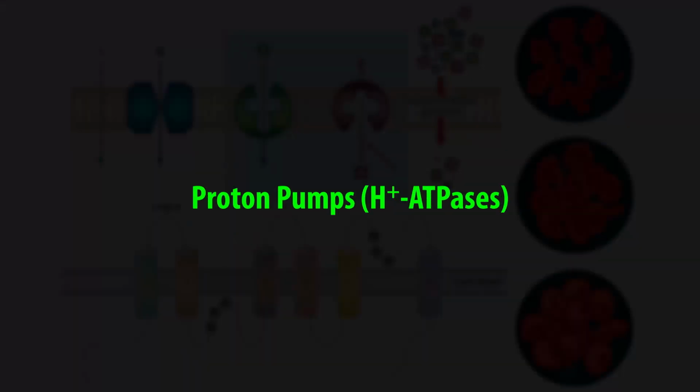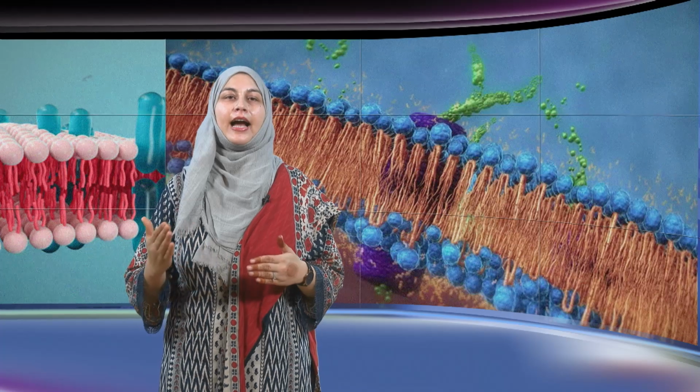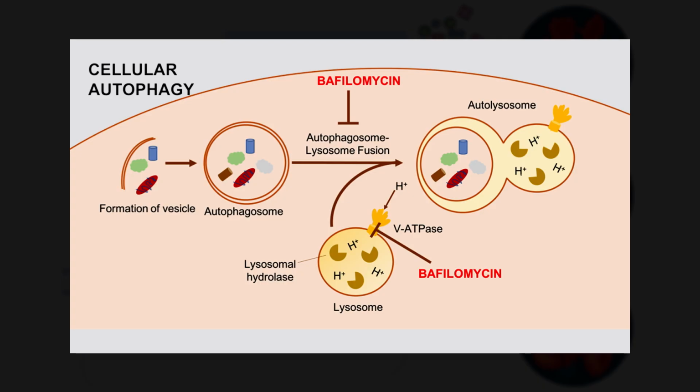Next are the proton pumps. Proton pumps, or the V-type hydrogen ATPase, acidify endosomes and lysosomes, essential for degradation and signaling. In cancer, their overexpression promotes metastasis, and inhibitors, for example, bafilomycin, are studied as potential therapies.